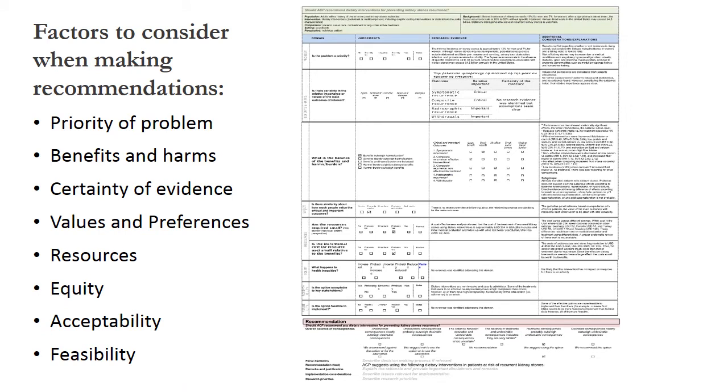In another module about making recommendations, we covered all of the factors that guideline panels consider when making recommendations, such as the priority of the problem, benefits and harms, the certainty of the evidence, values and preferences, and other issues. We showed how guideline panels can use the evidence to decision table shown here to review the evidence for each of the factors and make recommendations.